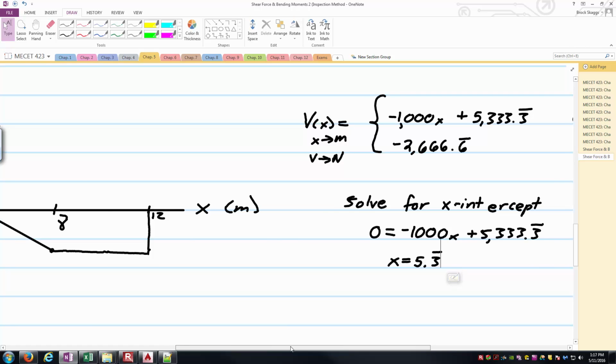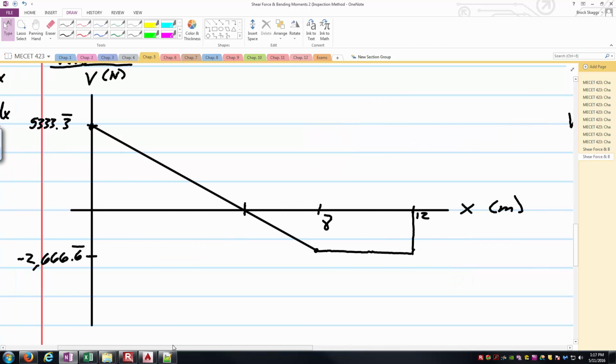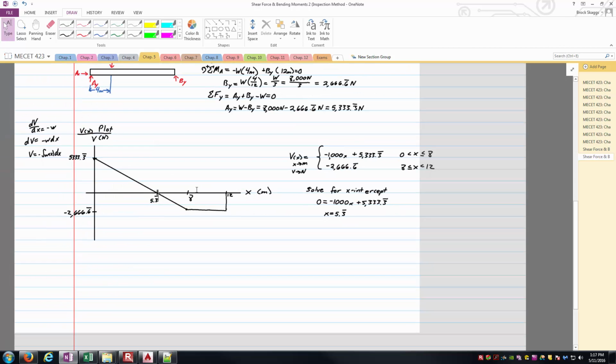So this crosses the x-axis and goes from a positive value for the internal shear force to a negative value at 5 and a third units away from the left-hand side, or point A, as we called it. With that, everything's looking good for the shear plot. At this point, anybody could ask me what the shear force is at any point x between 0 and 12, and I could immediately tell you using our nice piecewise defined equations. That's looking good.